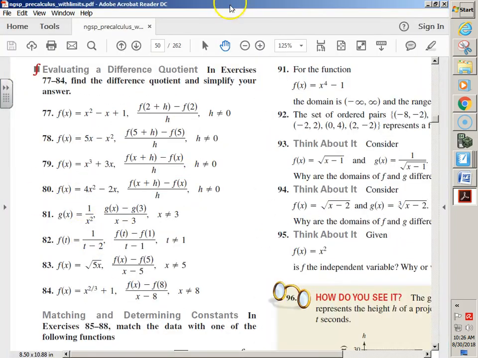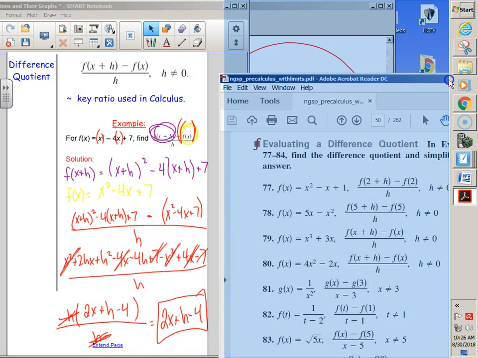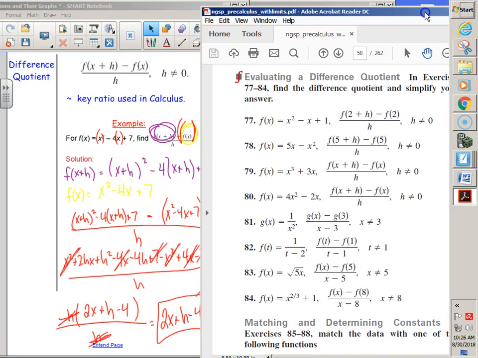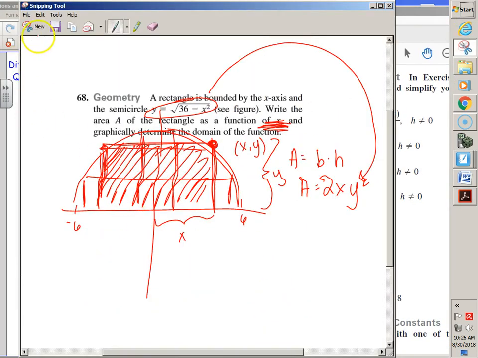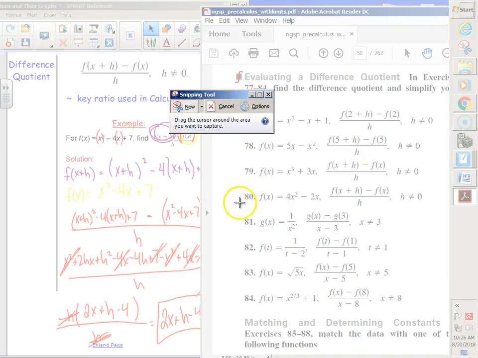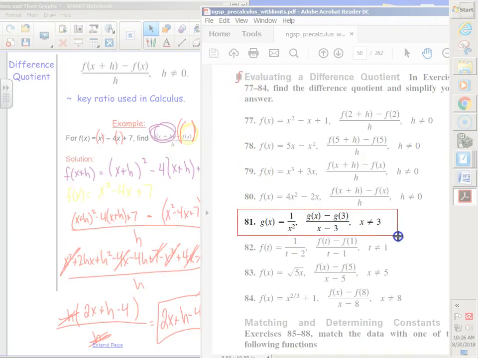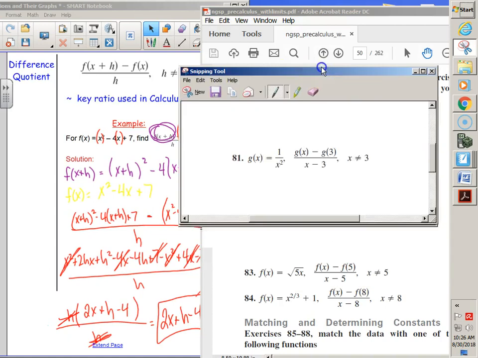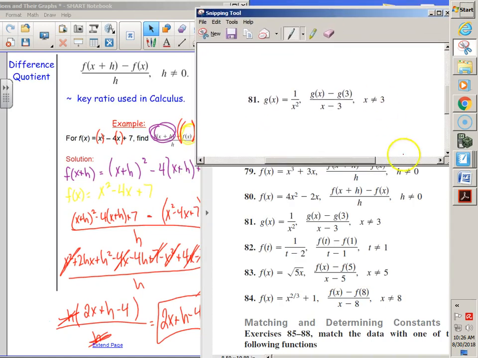So I'm leaving this over to the side. That way you can see the formula from yesterday and how the problem was supposed to work. Here's number 81 that says use it for this function. I'm actually really surprised honors didn't ask about this one. They asked about 77.